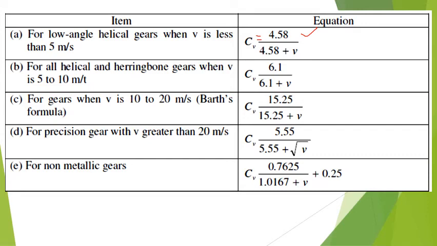For helical and herringbone gears, when the velocity is from 5 to 10 meter per second, we can use this equation, 6.1 by 6.1 plus v. And when the velocity is 10 to 20 meter per second, it's called Bart's formula, we can use this equation. And for precision gears with velocity greater than 20 meter per second, we can use this equation. So these are the values of the velocity factor which we can take, which is there in the design data handbook also.